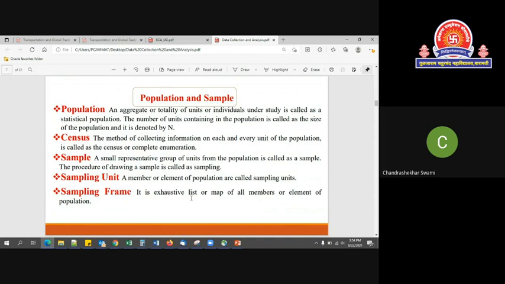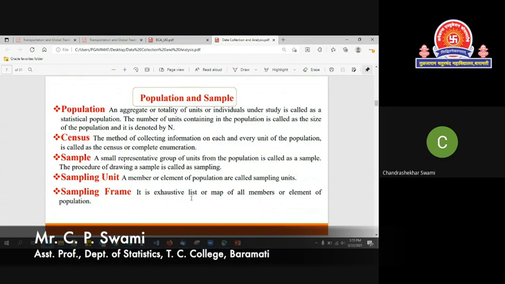And the sampling frame is an exhaustive list or map of all members or elements of the population. What does exhaustive list mean? I have considered two examples: all the books in a library, or all the students in TC College. If you ask the librarian, please give me the list of all the books available in our TC College library, he can give you the list of all the books.